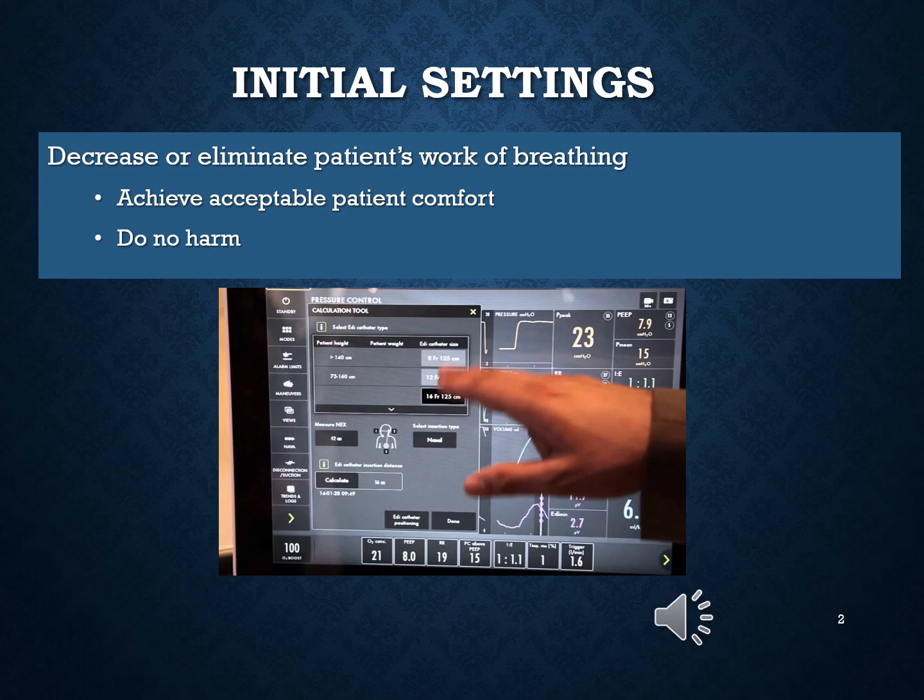So you need to know what your patient's ideal body weight is in order for you to set the correct parameter for the tidal volume, for example. So our initial setting is also going to be placed on the patient to achieve an acceptable patient comfort. And again, we do not want to cause any harm to our patients. So it's very important to know what the initial settings are for each individual patient.